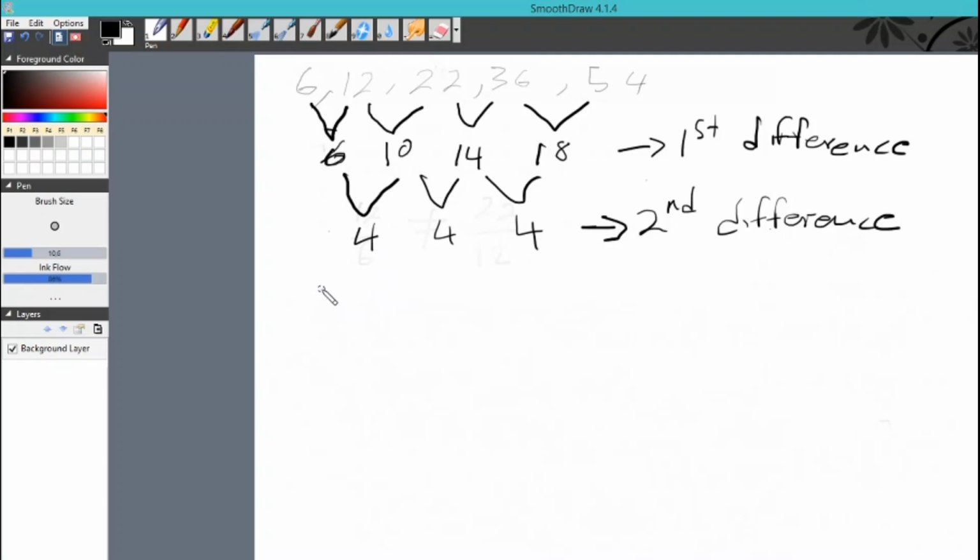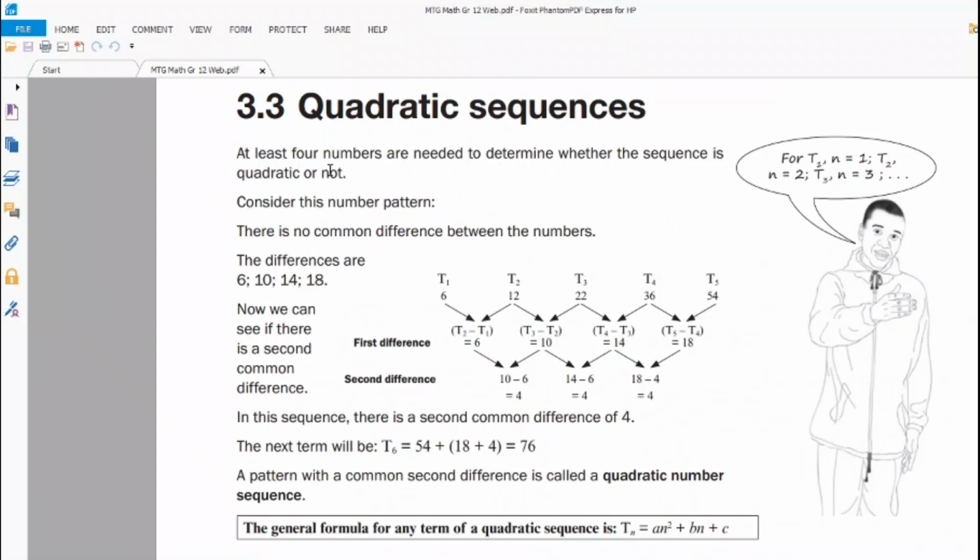Okay, so a quadratic sequence is identified by having a second common difference. That is what they are trying to explain in this paragraph, but you need at least 4 numbers to determine whether the sequence is quadratic or not. So they give you the sequence, they give you the 5 terms, right? And then the first difference is this, the second difference is this. The second difference is constant. The important thing in a quadratic sequence is that it is a pattern with a common second difference.